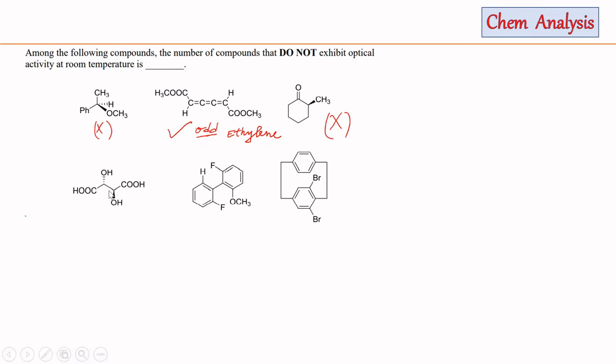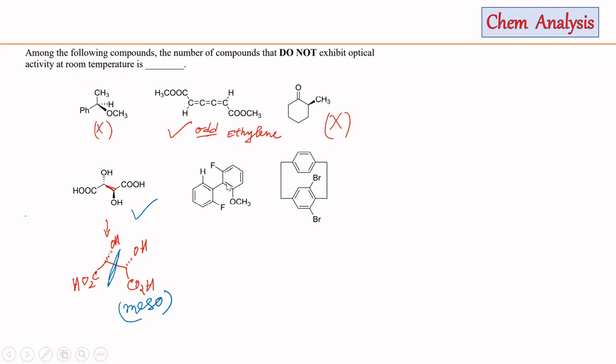In the fourth case, if we draw it in the Fischer projection and rotate this molecule along this carbon-carbon bond, then here will be OH, here will be OH, and CO2H will come this side, and here will be CO2H. In this molecule there will be a sigma plane cutting this molecule into two halves. That is, this will be a meso compound and it will be optically inactive.